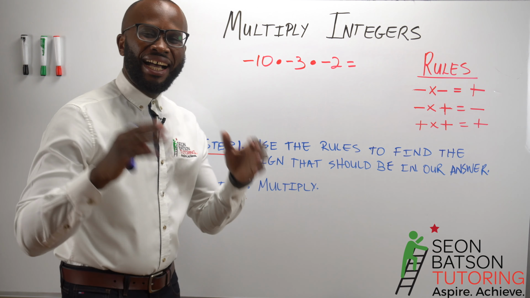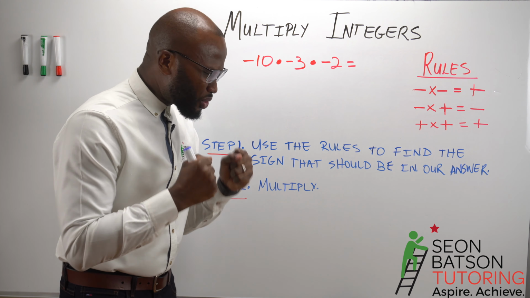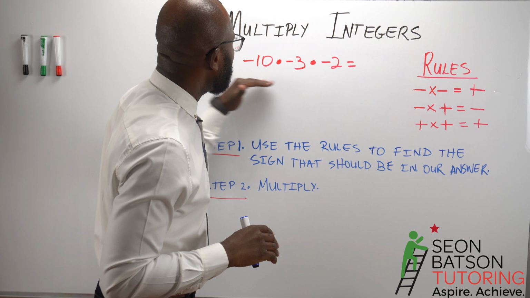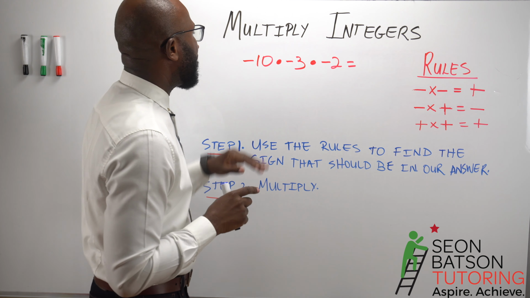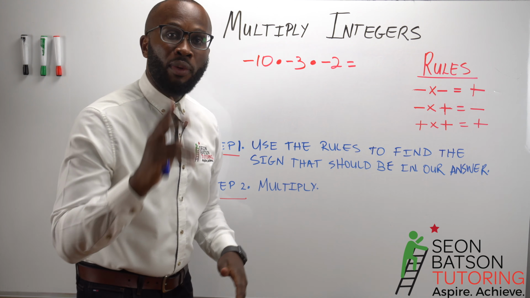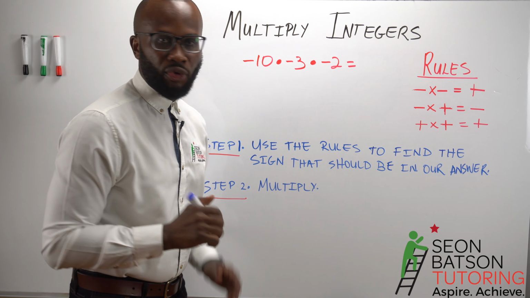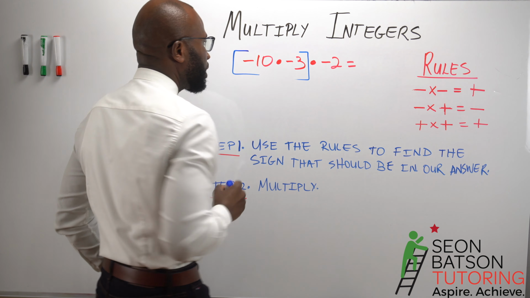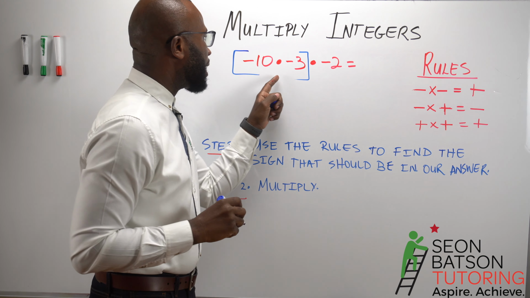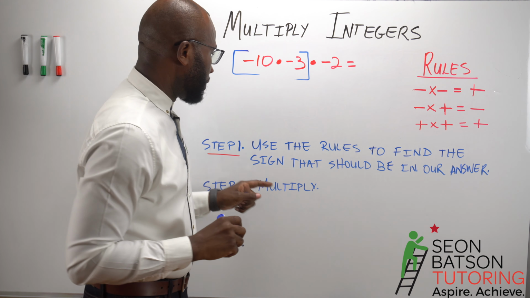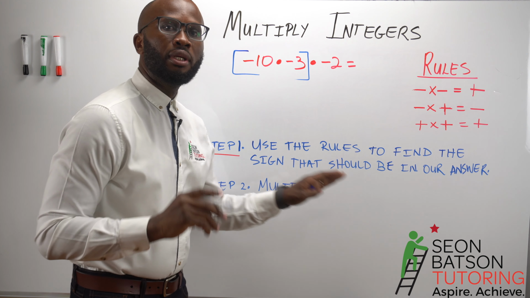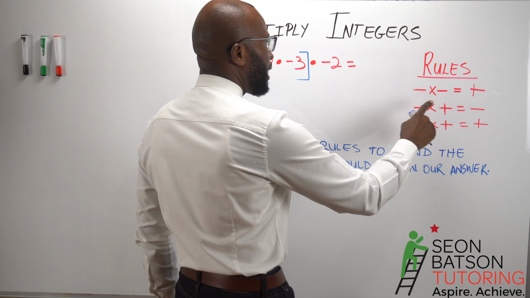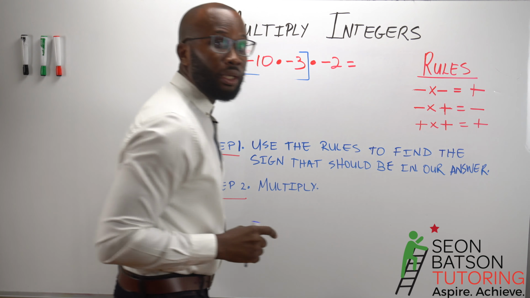All right, welcome back. I know you guys are super excited, so let's get straight to it. Remember, when we are multiplying three integers, we will work with two at a time. Take your time. So we'll first multiply negative 10 by negative 3. Step 1, use the rules to find the sign that should be in your answer. We're multiplying a negative by a negative, so our answer should be positive.